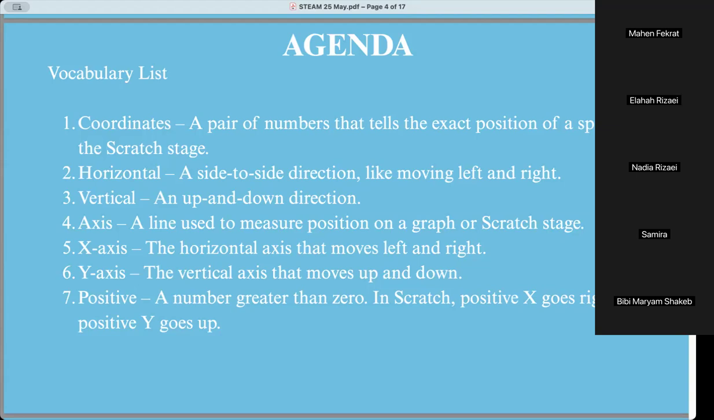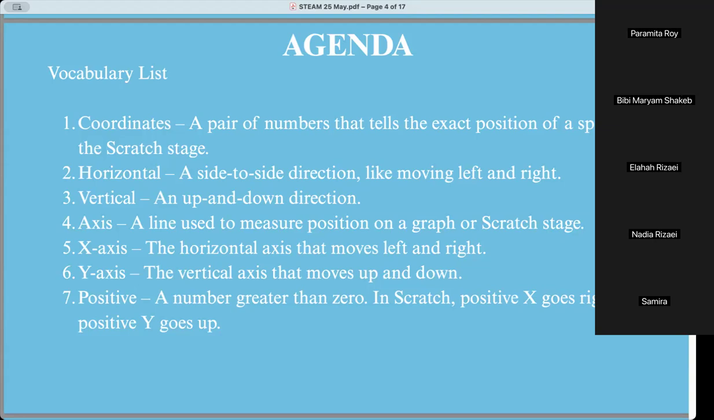Mahen? Would you like to read the next one, Mahen? Yes, no? Mahen has probably lost connectivity.